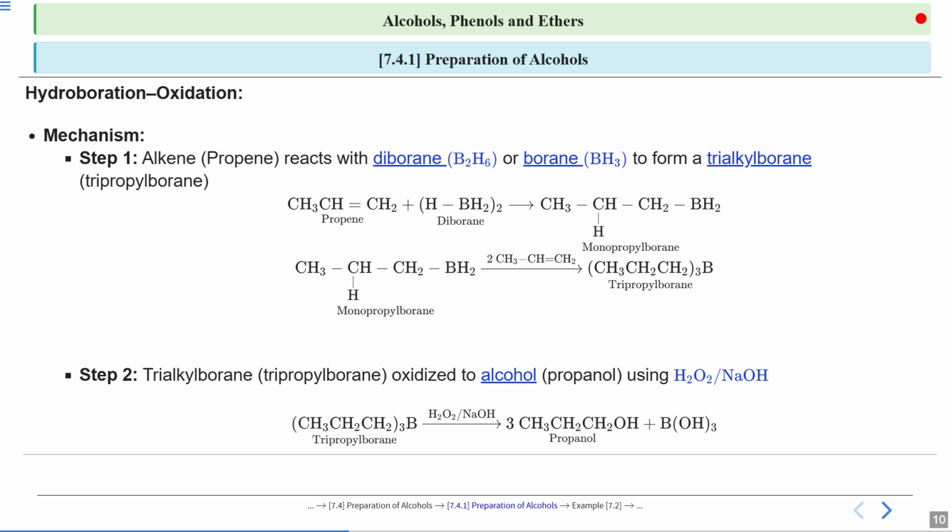So this is how you can prepare the alcohol by the hydroboration oxidation reaction of alkenes. And this is an indirect method of hydration of alkenes because it occurs in 2 different steps, hydroboration and oxidation.